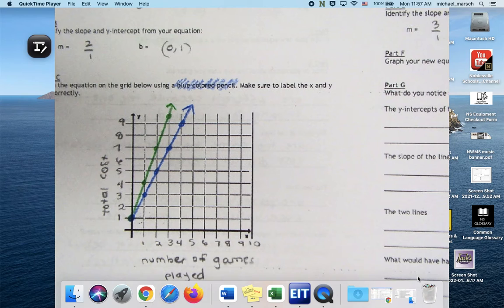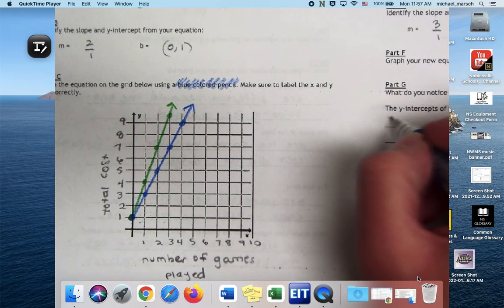So the first question on part G says, what do you notice about the two lines you graphed? The y-intercepts of the lines? They're the same, right? Because the one-time shoe rental fee did not change.